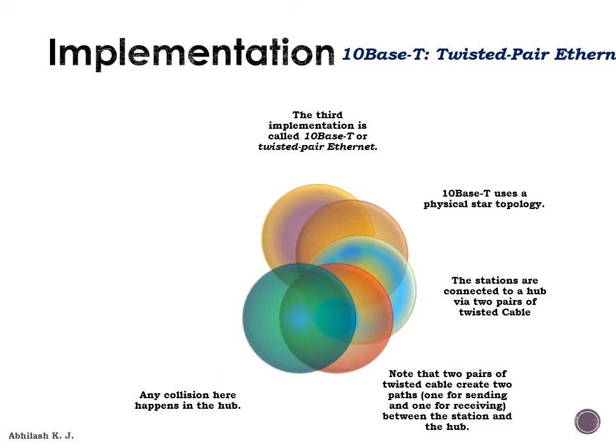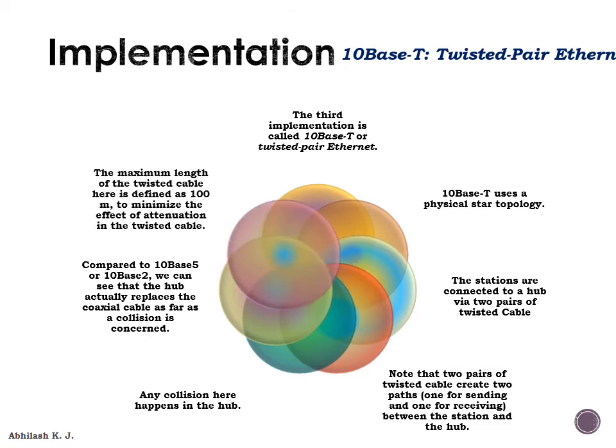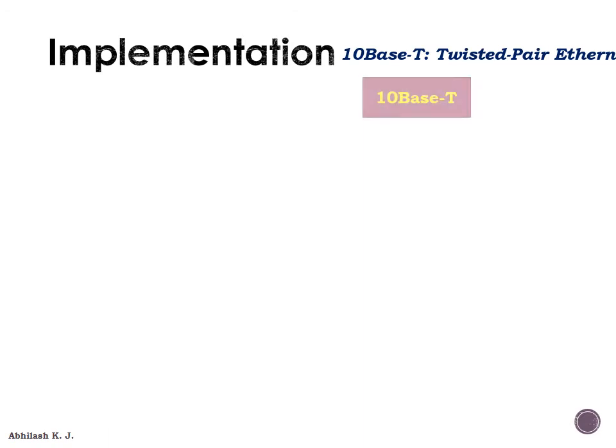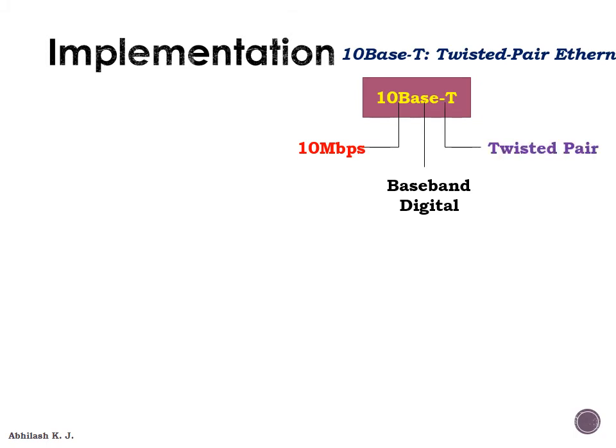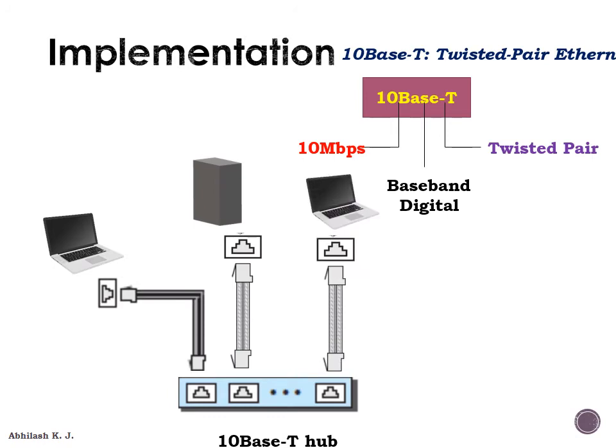So now the hub actually replaces the coaxial cable as far as the collision is concerned. The maximum length of the twisted cable here can extend up to a maximum of 100 meters in order to reduce the effect of attenuation in the twisted cable. So here 10BaseT means 10 Mbps of standard Ethernet over a baseband digital signal, making use of twisted pair cable. So this is how the implementation is done.